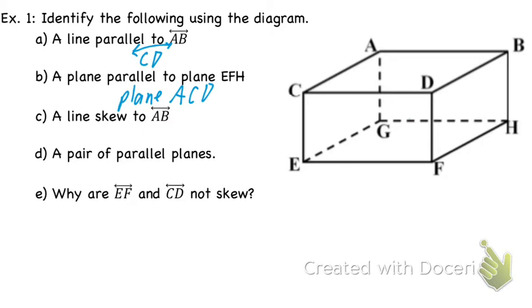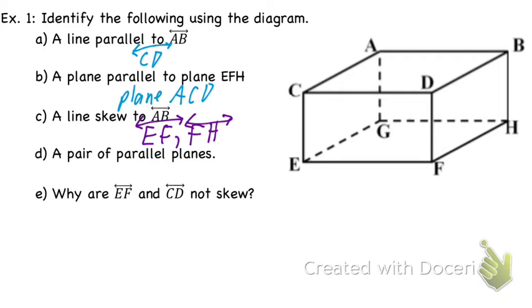A line that is skew to line AB. What would be a line that's skew to line AB? Okay, Seth. EF. Yeah, line EF. Are there other options as well? Yes, sir. Okay, Dylan, what's another option? FH. We don't need to list multiple, but that is another option. And EG. And CE, DF, okay? There's quite a few.